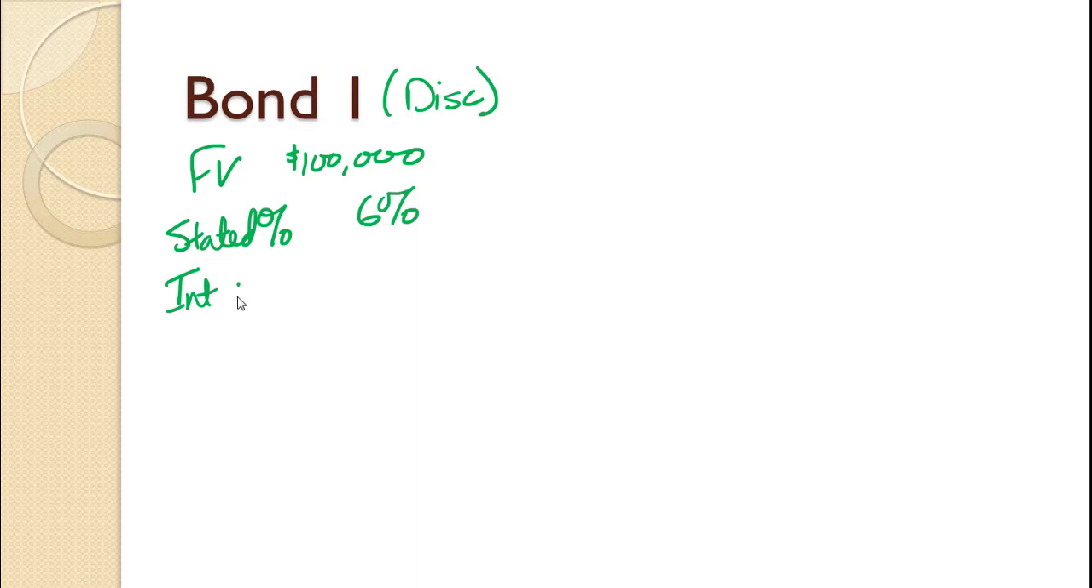Next I'm going to calculate the interest payments. To do that, I take the face value times the stated rate divided by the number of payments per year, and this is an annual bond, so I divide by 1, and I get $6,000.